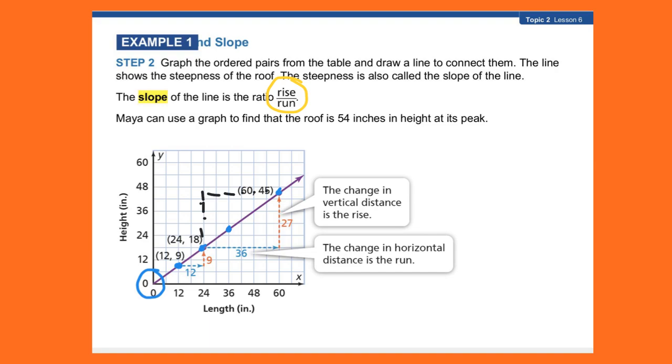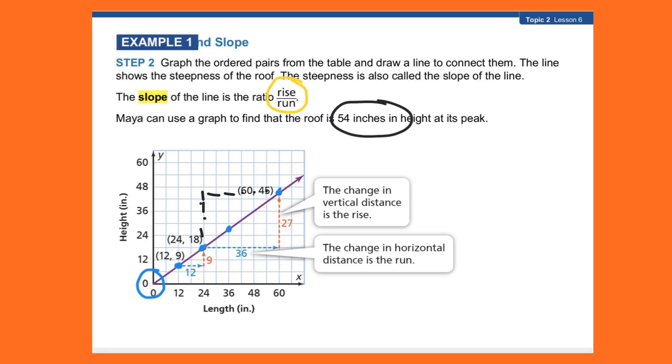But if you remember, we had a question to answer, and that was, how can Maya determine the height of the roof at its peak? And the roof was 6 feet across to the peak. So we can use this graph to go ahead and figure out that it's going to be 54 inches.